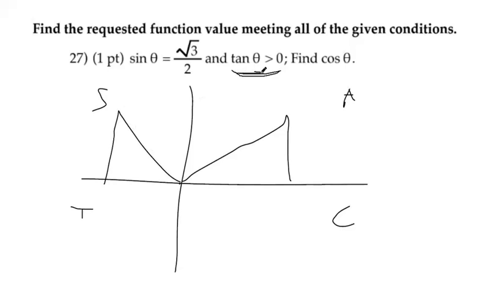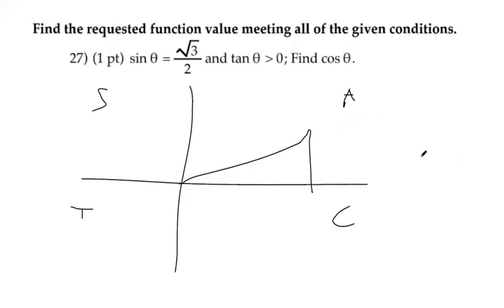Then they tell us that tangent's also positive. Our mnemonic device helps us bypass all that rationale, thinking about opposite, adjacent, which one's negative. It says tangent's only positive down here or here. So there's only one place where both criteria meet, where sine is positive and tangent's positive. That's in this area, where all are positive. And then it says find cosine.